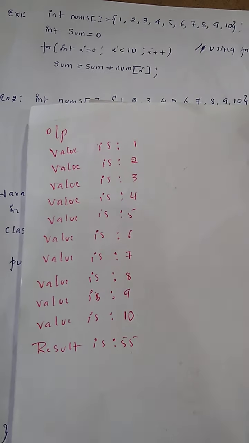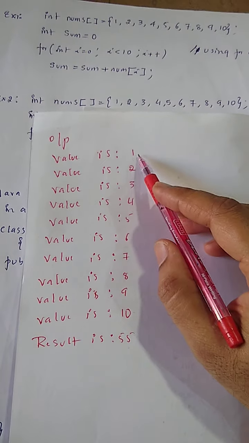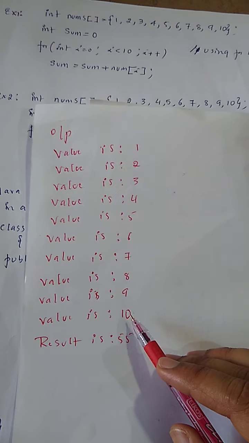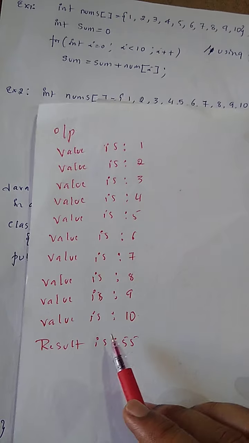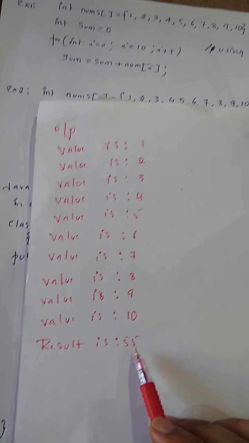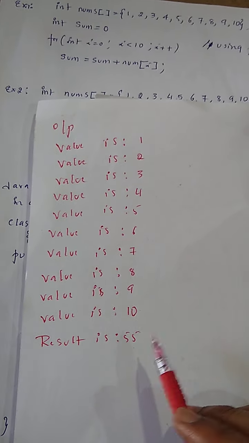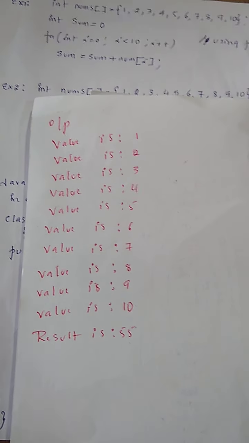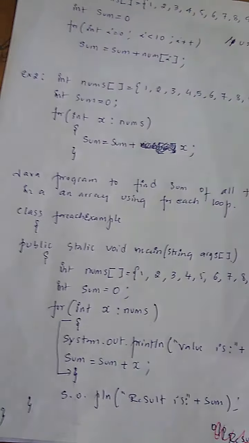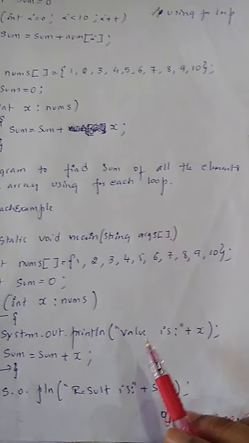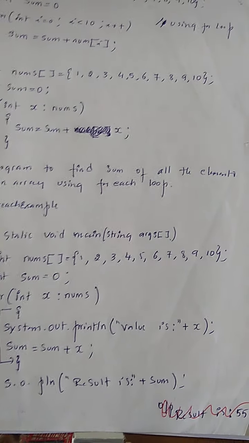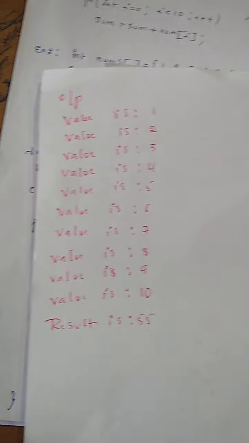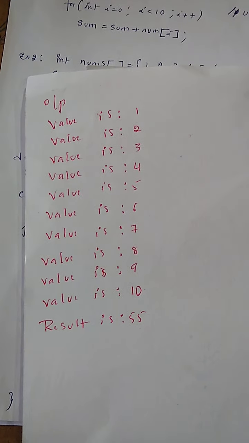And you'll get output in this way. It will print all the numbers from 1 to 10. And finally, after coming out of the for each loop, it will print the sum. Sum is how much? 55. Okay, so we'll get the values initially, and next it will print the sum. That's the reason you'll get output in this way. Just copy this output.